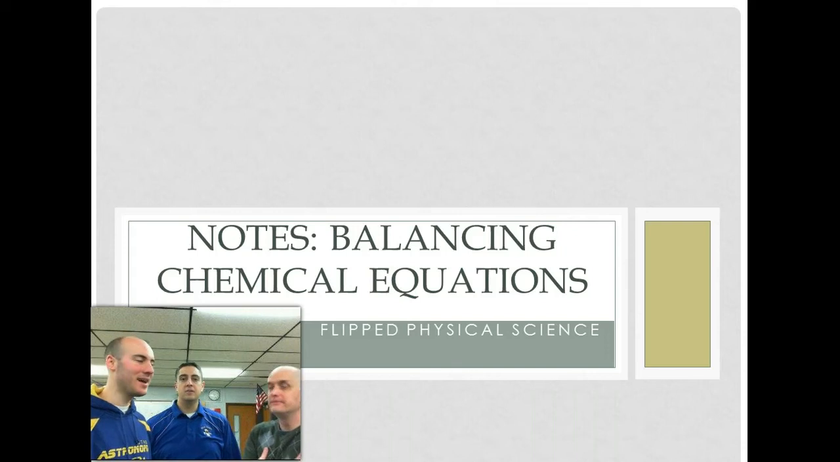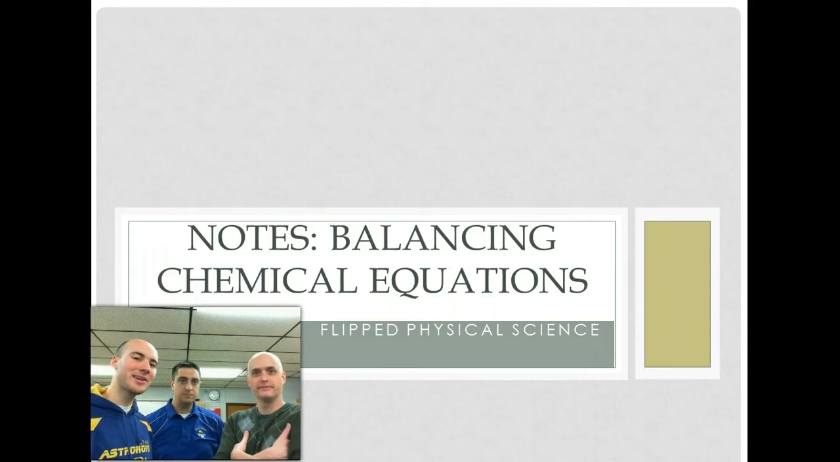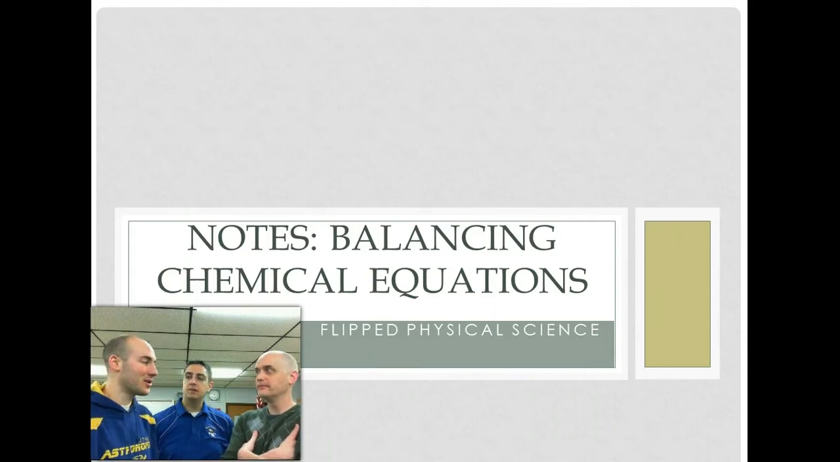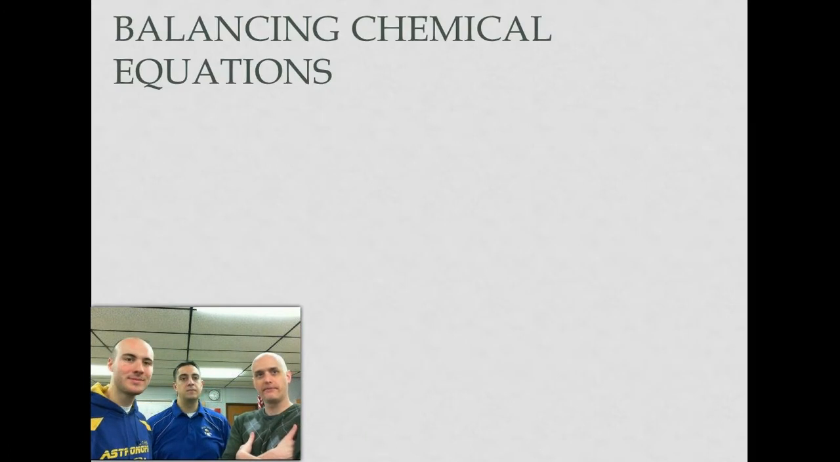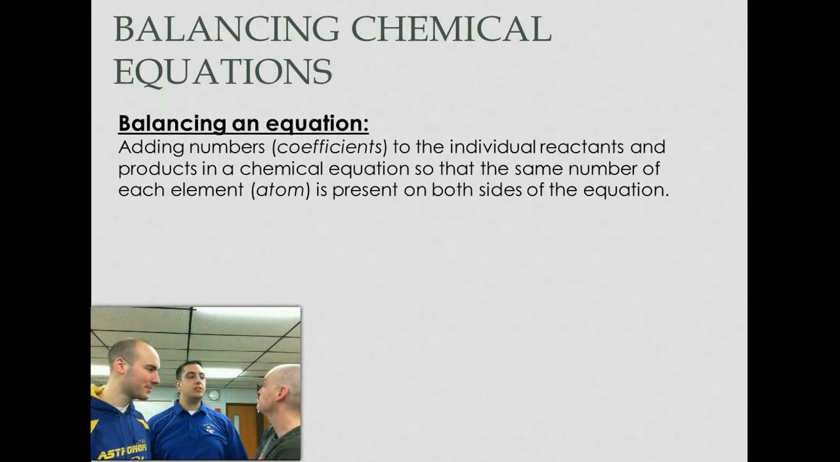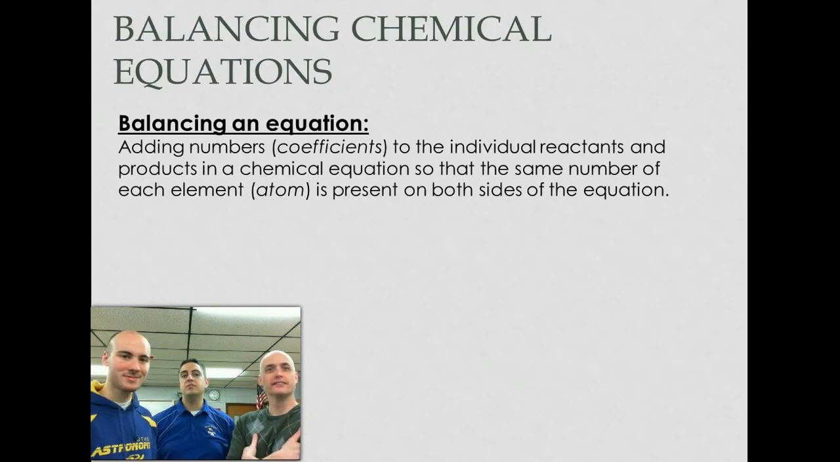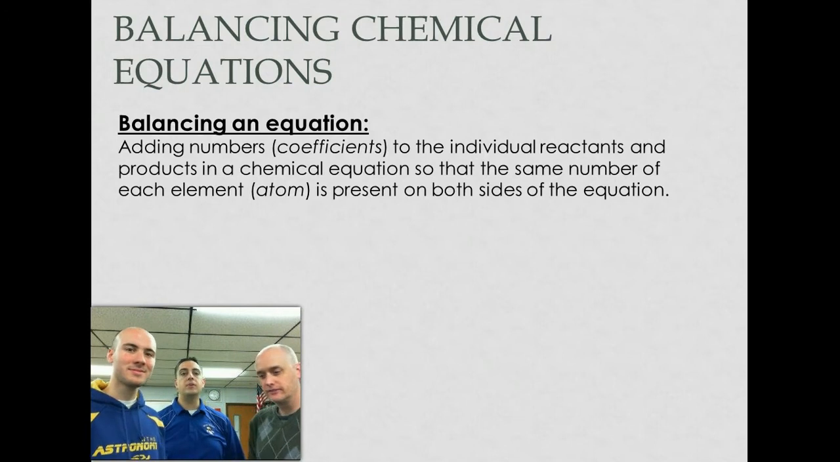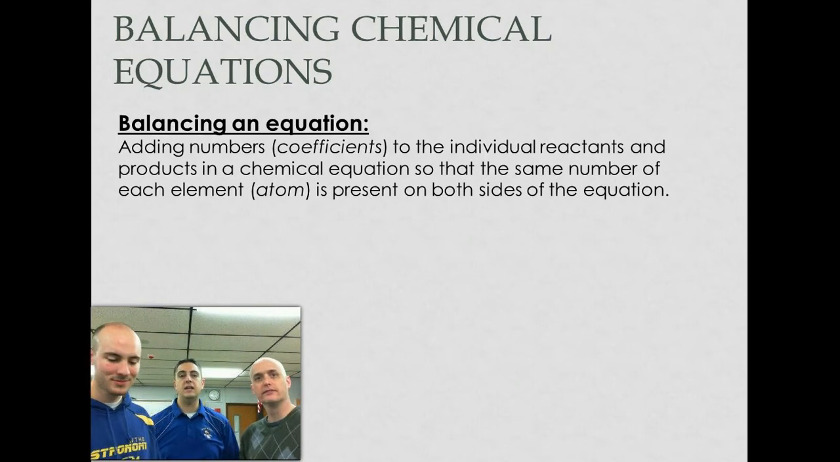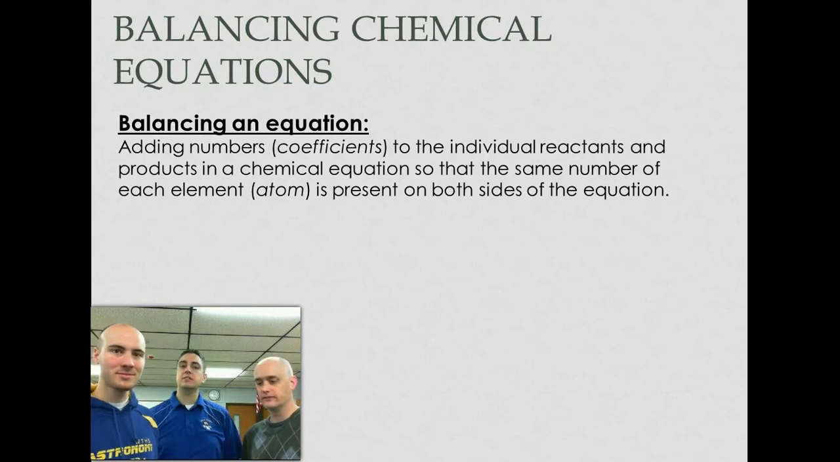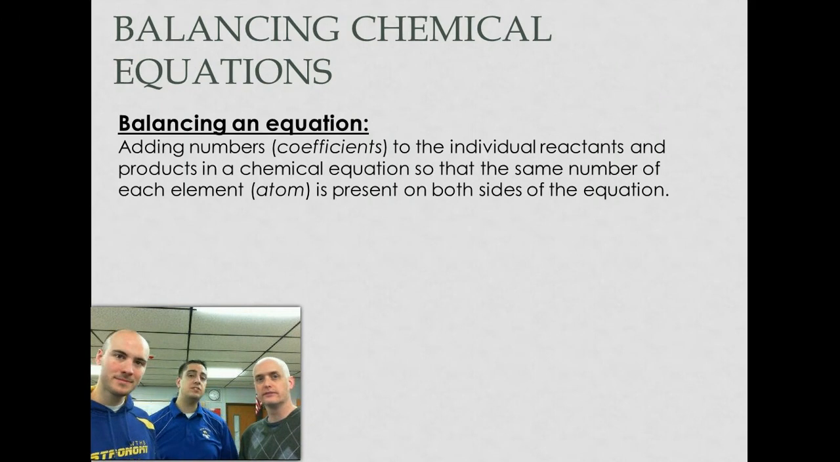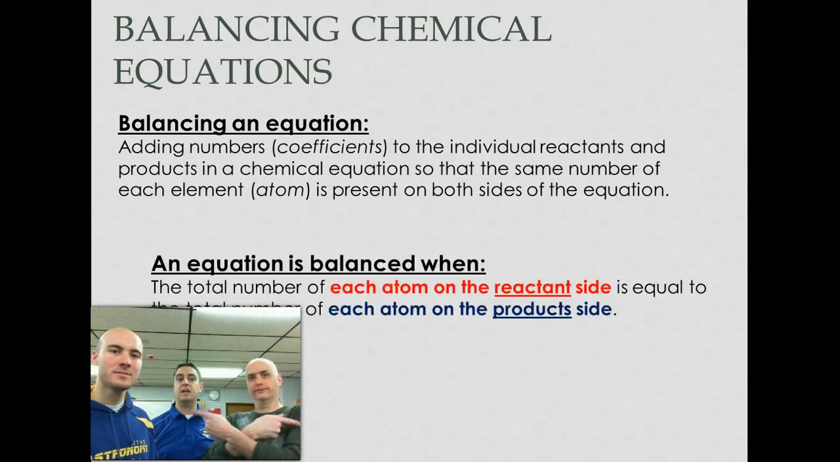All right, so today we're going to talk about balancing chemical equations, which we actually sort of previewed in the last video. A little bit. So balancing an equation, the big thing is you're going to be adding numbers in front of the formulas, and we call those coefficients. And the idea behind this is that you're going to add it to the individual reactants and products so that the same number of each element or atom is going to be on both sides of the equation, so the left and right hand side.